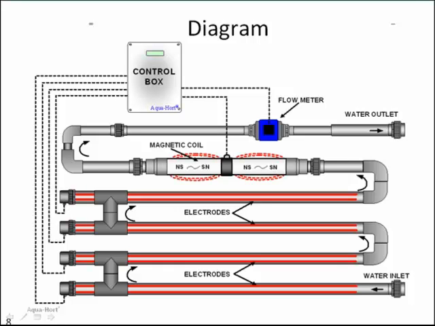Here's a diagram of a typical AquaHort system. First, there's a control box. That control box is hooked to the flow meter, which reads the gallons per minute, and to a magnetic coil. Below the coil, there are 4 electrodes. These electrodes can vary in size and in the amount of copper bars in them. Again, this depends on if there's low EC, high EC, and the amount of gallons per minute. When we go into low EC situations, sometimes we have to go into a plate type system.